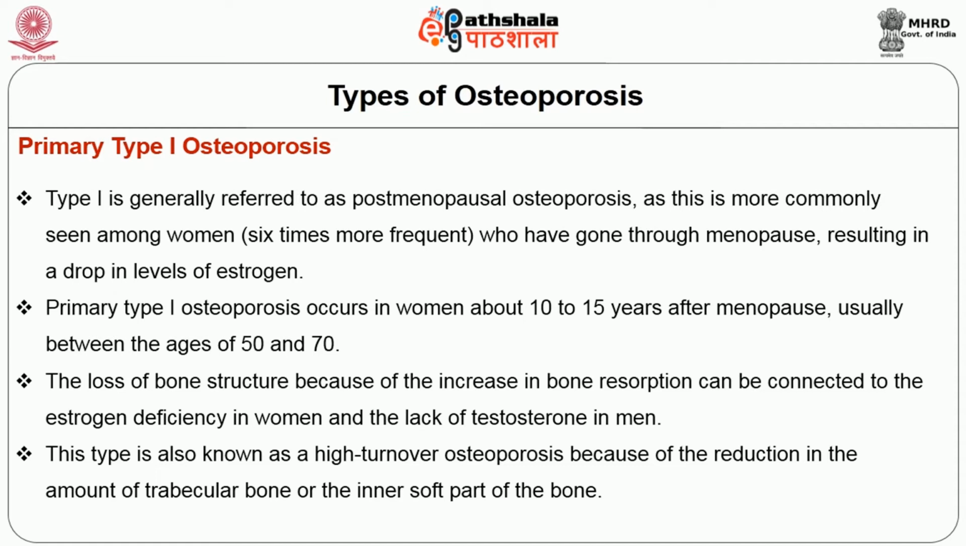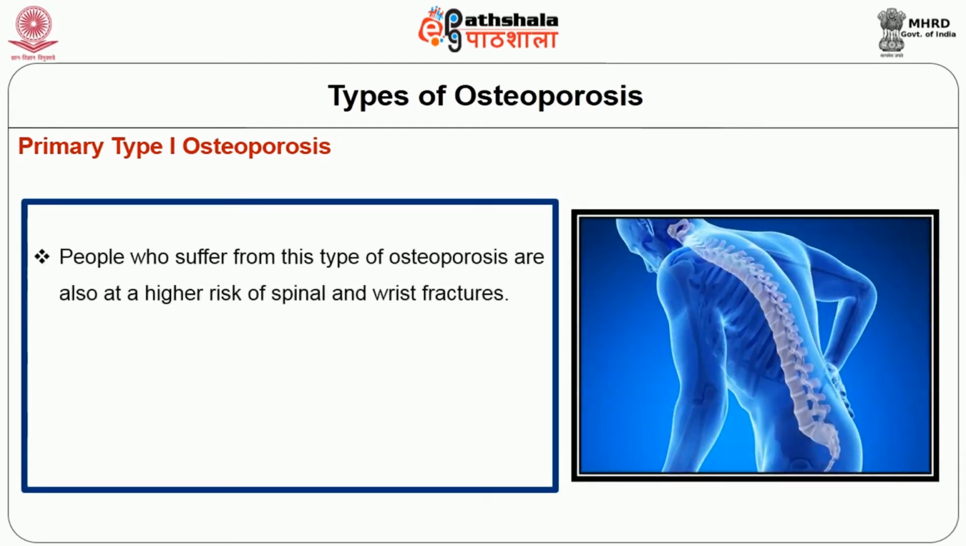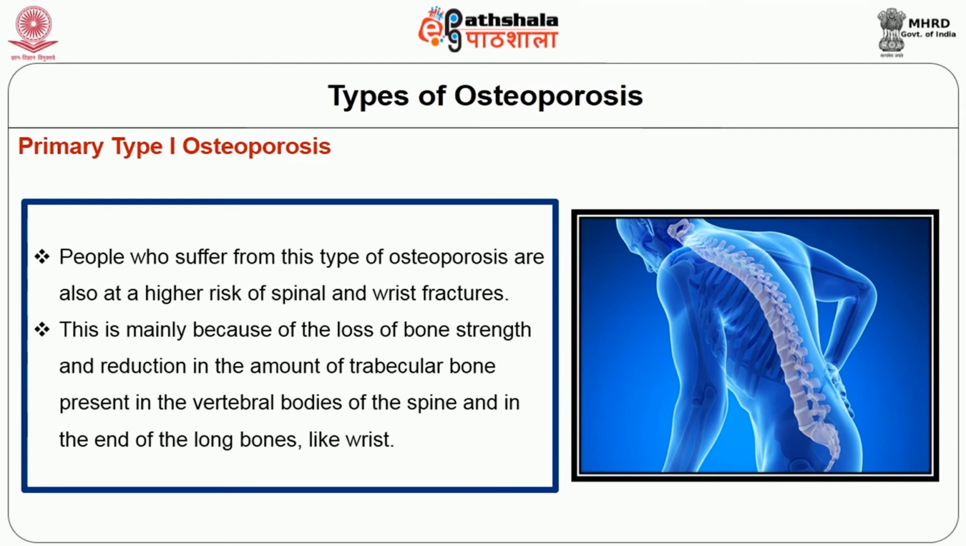Primary type 1 osteoporosis actually occurs in women about 10 to 15 years after menopause, usually between the ages of 50 and 70. The loss of bone structure because of the increase in bone resorption can be connected to estrogen deficiency in women and lack of testosterone in men. This type is also known as high turnover osteoporosis because there is a reduction in the amount of trabecular bone, or the inner soft part of the bone. People who suffer from this type of osteoporosis are at a higher risk of spinal and wrist fractures.